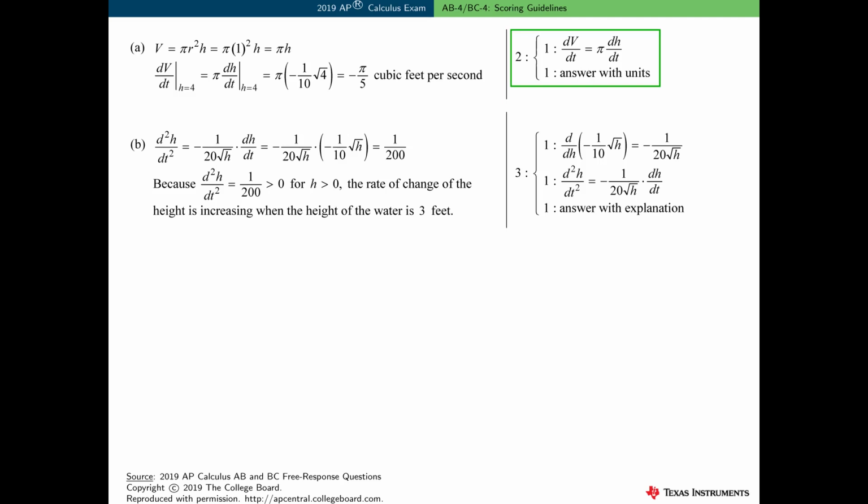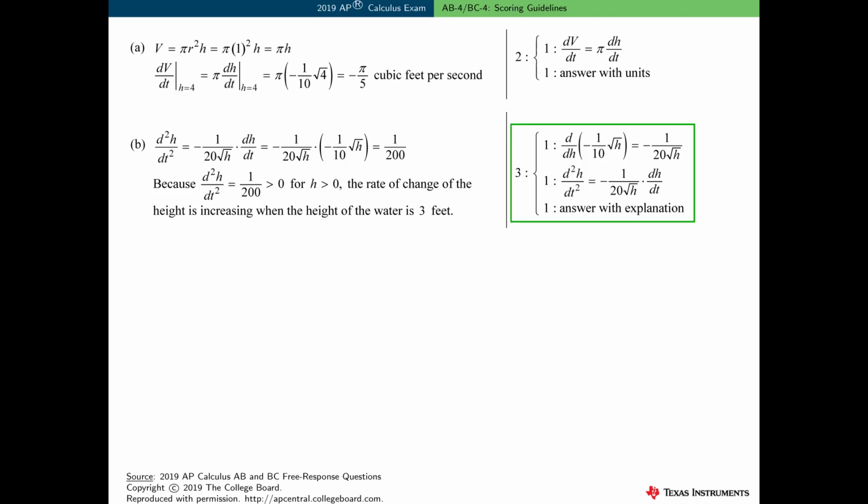The first point was for finding dV/dt. Well, for understanding this is a related rates question, for taking the derivative of both sides of the expression for volume with respect to t. And the second point was for using the given expression for dh/dt to produce an answer with the correct units. Part B was worth 3 points.